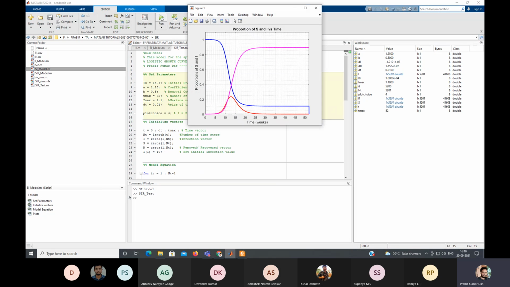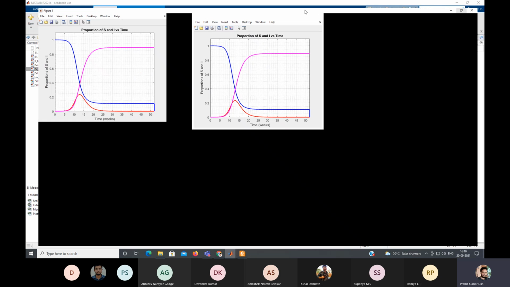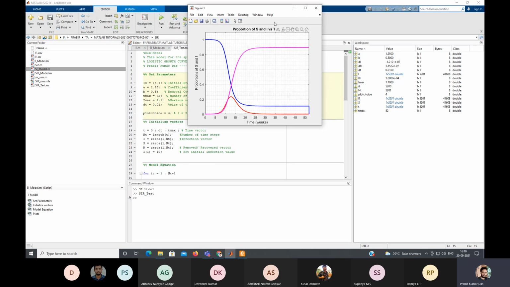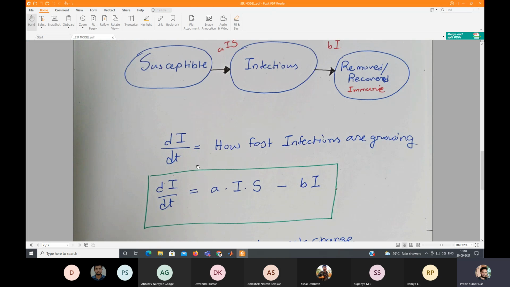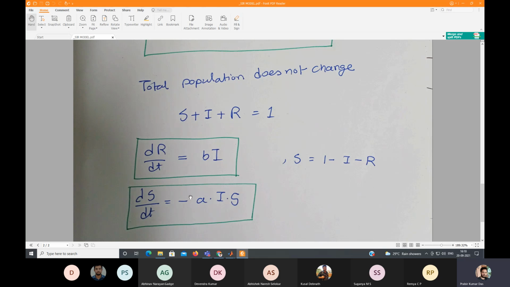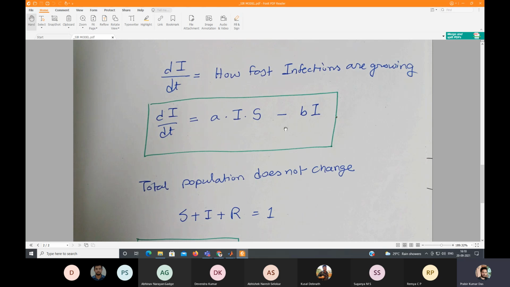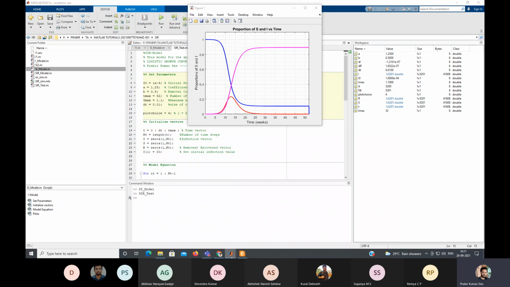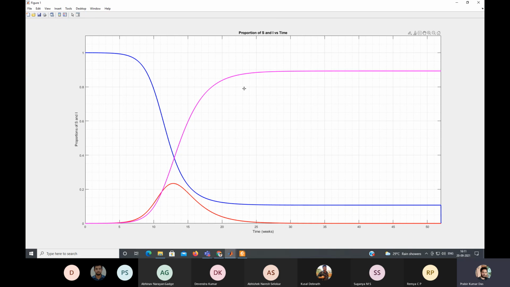If we run it, see. Now you can see the three equations getting plotted: S, I, and R. These three differential equations are getting plotted. We use Matlab code for plotting these equations, and we plot I versus T, then S versus T, and then R versus T, and how it is changing.